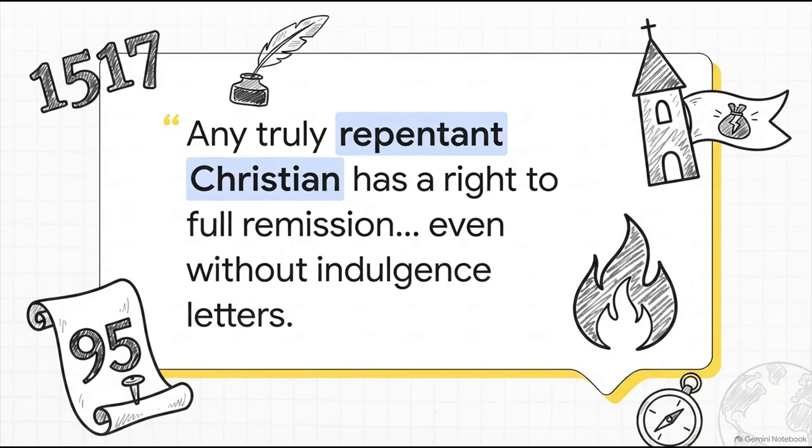This quote right here brilliantly illustrates what primary source evidence actually looks like in practice. It's from Martin Luther's 95 Theses in 1517. He says, "Any truly repentant Christian has a right to full remission of penalty and guilt, even without indulgence letters." See, Luther was horrified that the church was selling indulgences, which were basically pieces of paper you could buy to reduce your time suffering in purgatory. Luther directly challenged this. He argued that forgiveness is about God and true repentance, not cash.